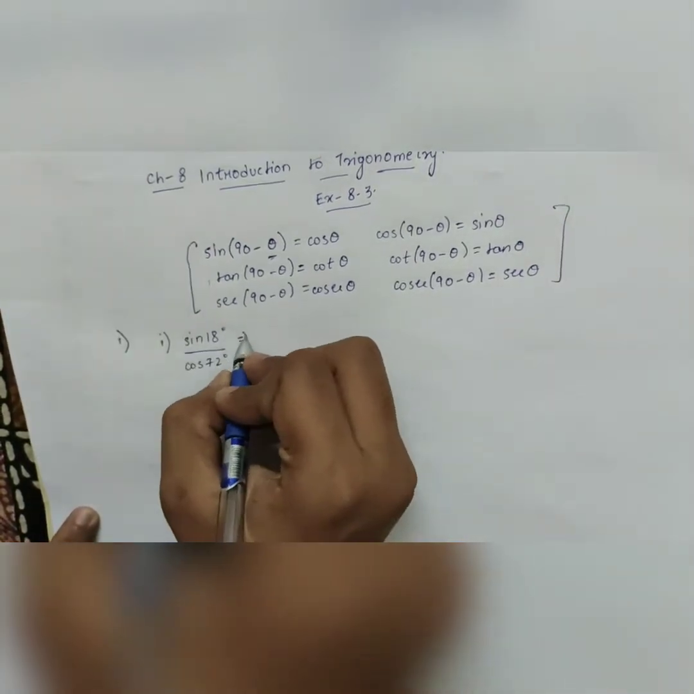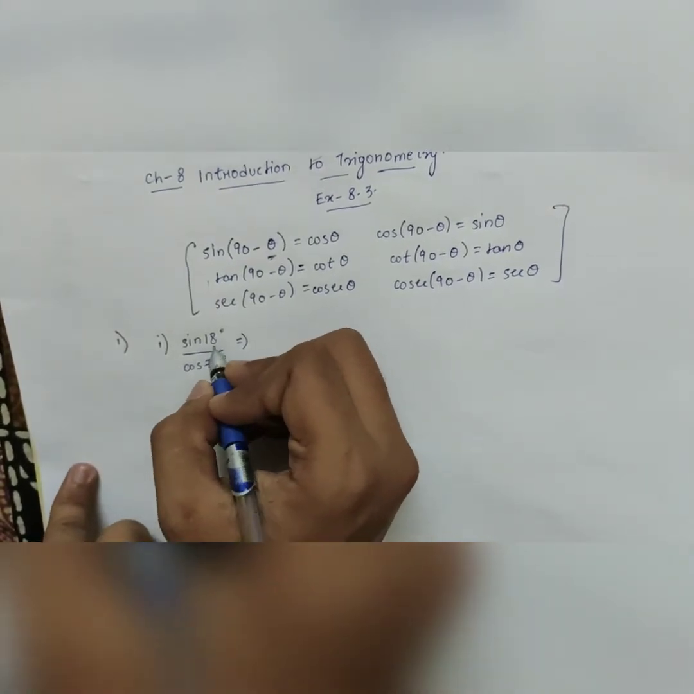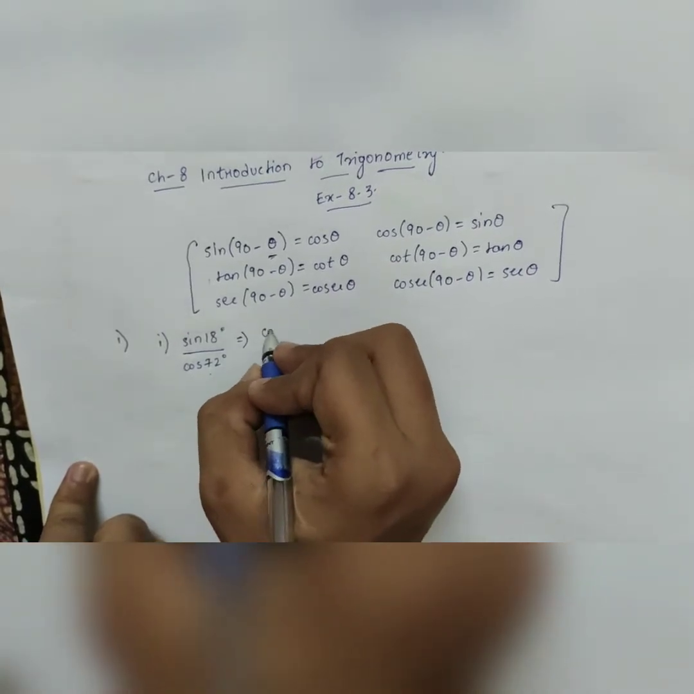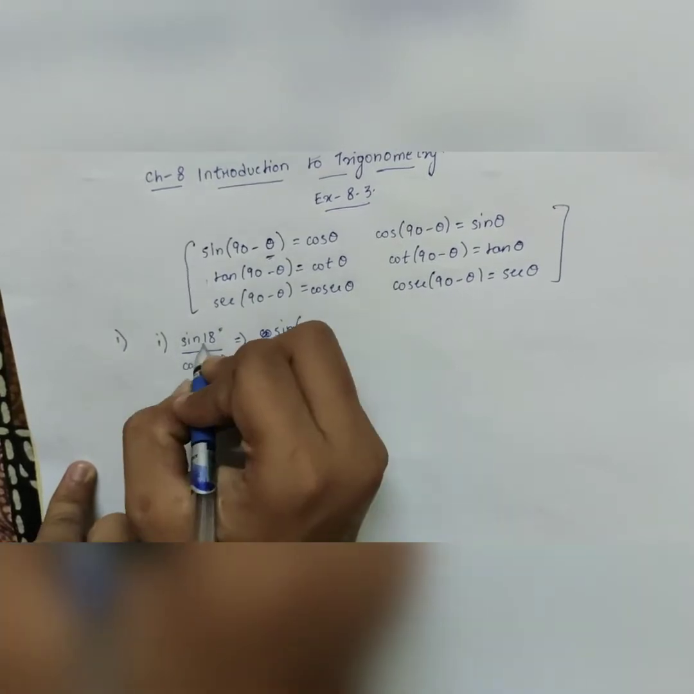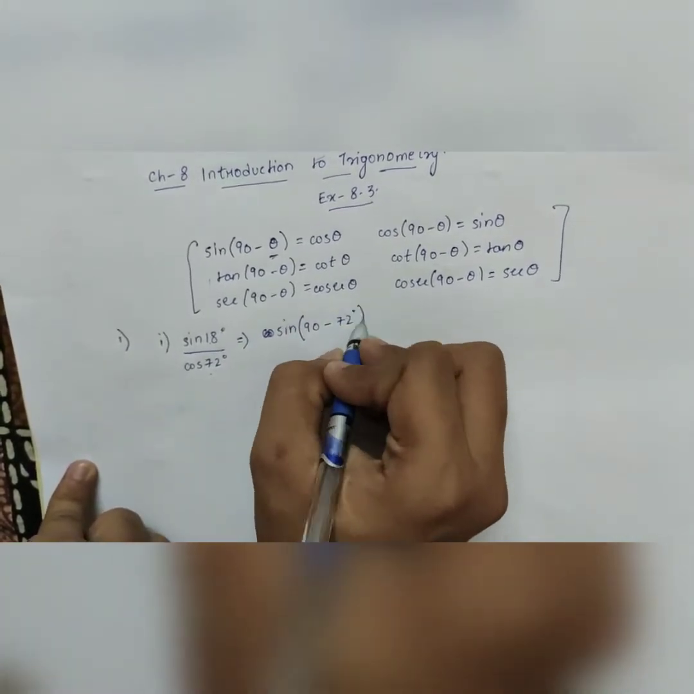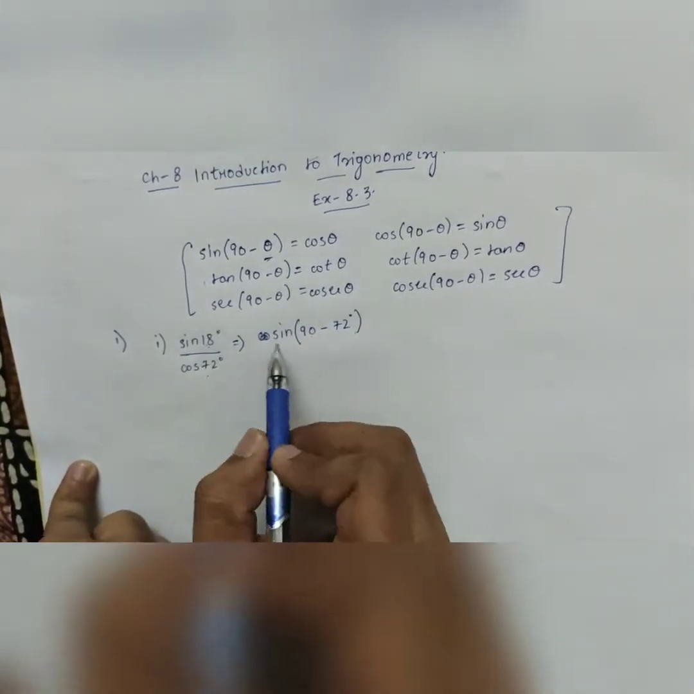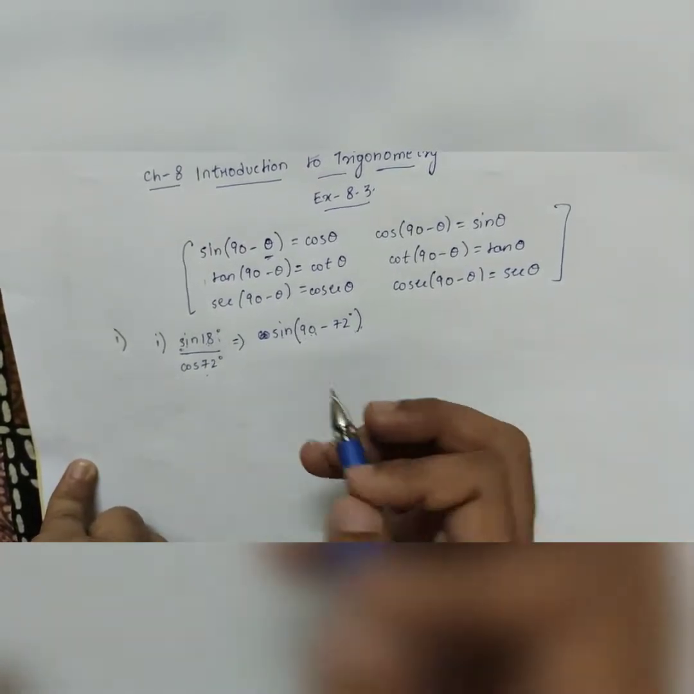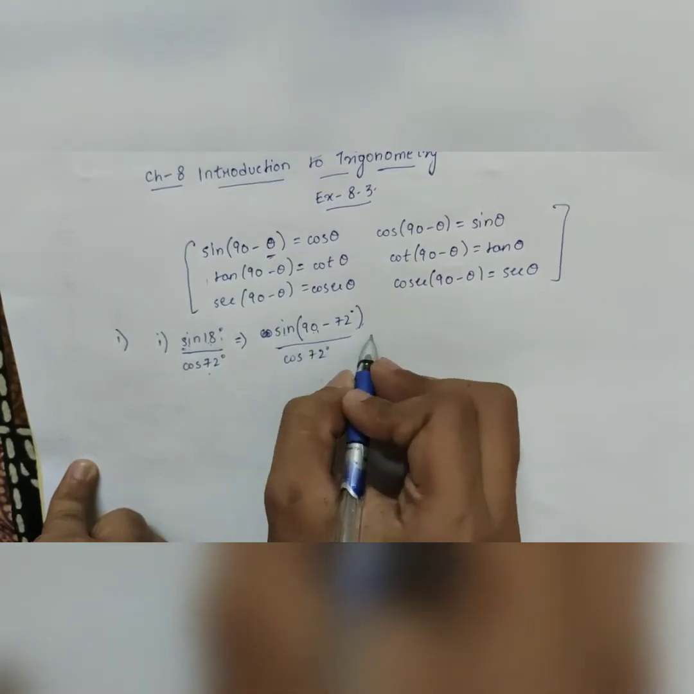So let's see sin 18, how you can write sin 18 in the form of cos. You can write 18 as 90 minus 72, right? What is 90 minus 72? That is 18 only. So you write it as sin 18 or sin(90 minus 72), they both are the same thing, divided by cos 72. Let's leave it like that only.